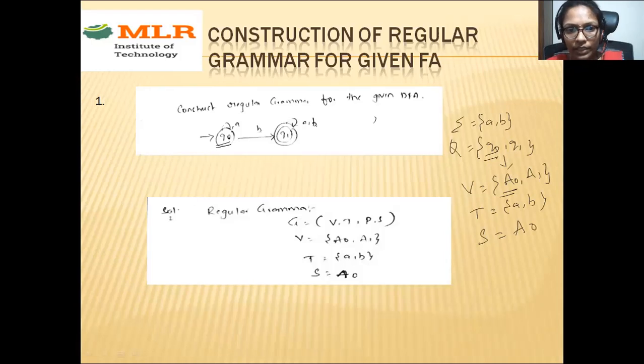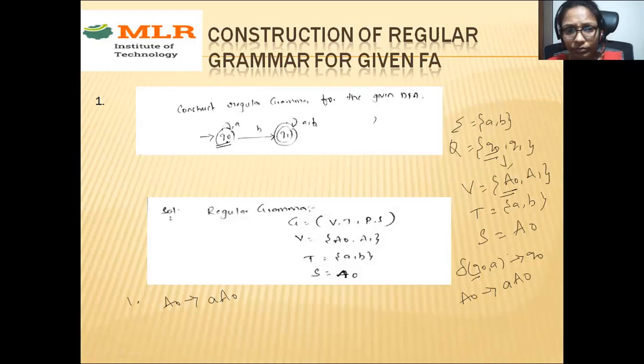So how to write the transition? Q naught on A is going to Q naught only. So how to write this? A naught on A, it is going to A naught. So this is one production rule. A naught on A, it is going to A naught only. But A naught is not a final state.